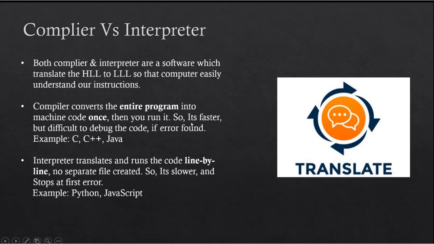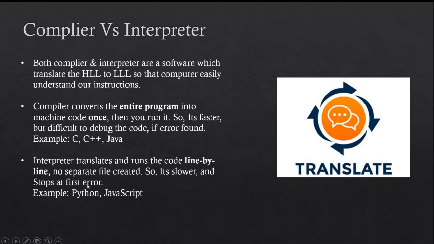So it is faster than the interpreter. But when we have any error in our code, we get the error at the end, after completing all the execution. This is what happens in the compiler. But the interpreter translates the code line by line. It is slower than the compiler, but when there is any error, we get it immediately, at the first error. So it is easy to debug when we are using an interpreter.